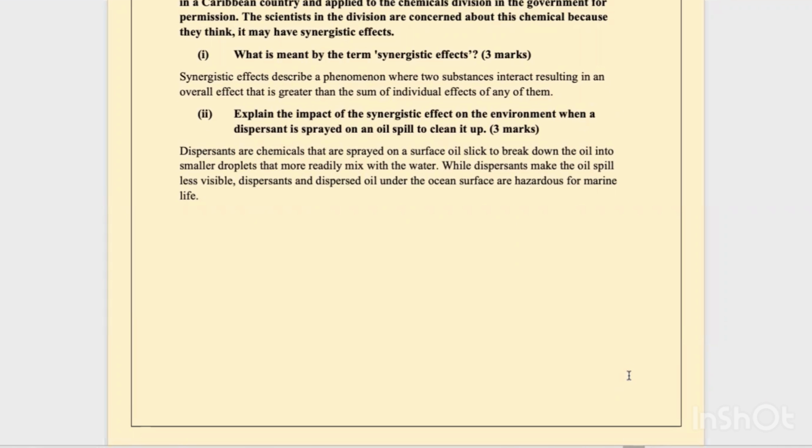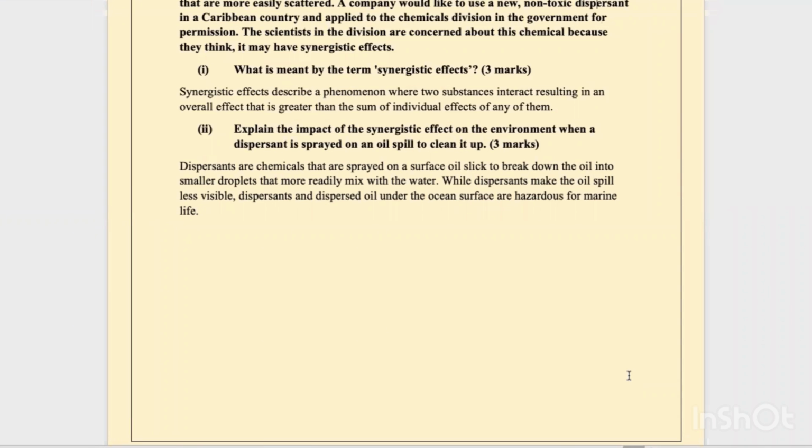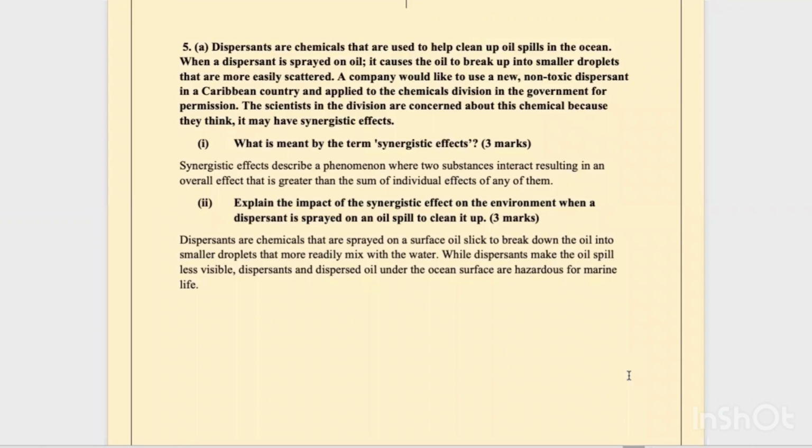Explain the impact of the synergistic effect on the environment when a dispersant is sprayed on an oil spill to clean it up. Recall that dispersants are the chemicals that are sprayed on the surface of oil to break down the oil into smaller droplets that readily mix with the water. Dispersants make oil spills less visible. Dispersants are also hazardous for the aquatic animals and plants in the aquatic ecosystem.